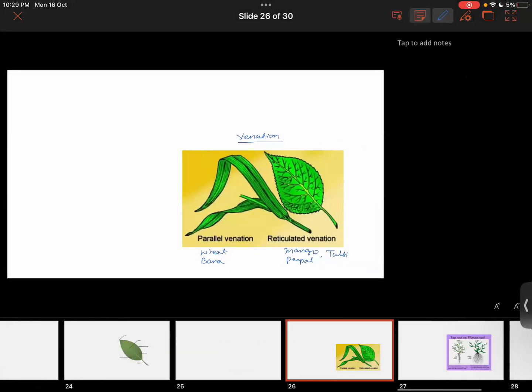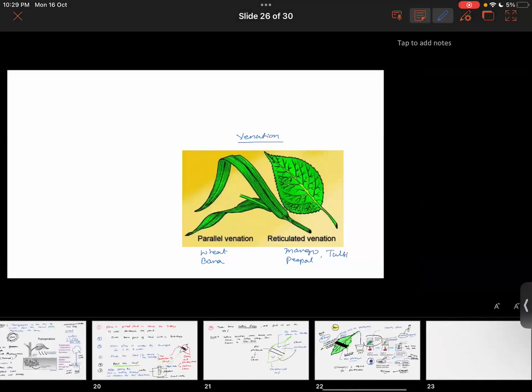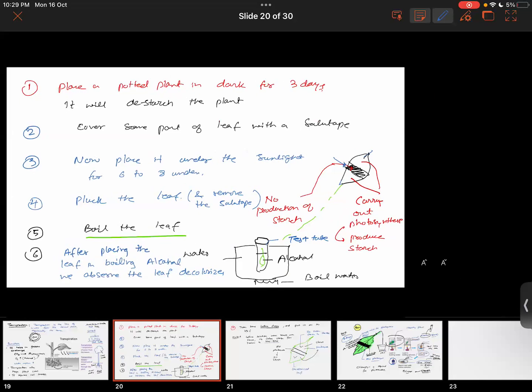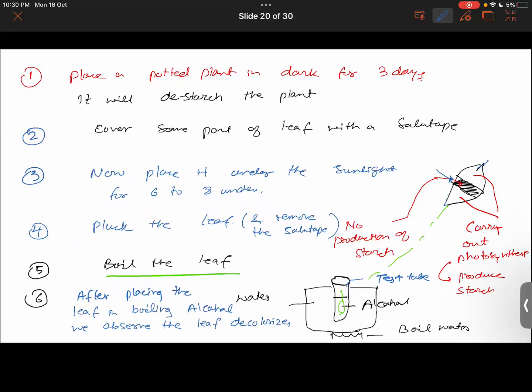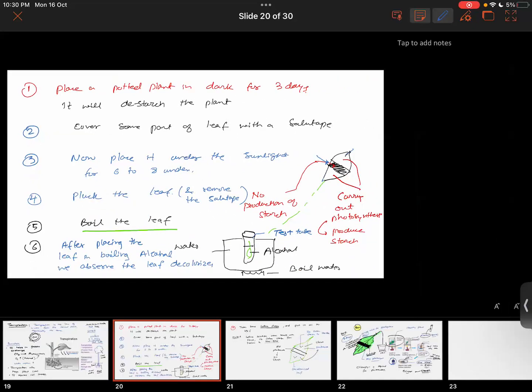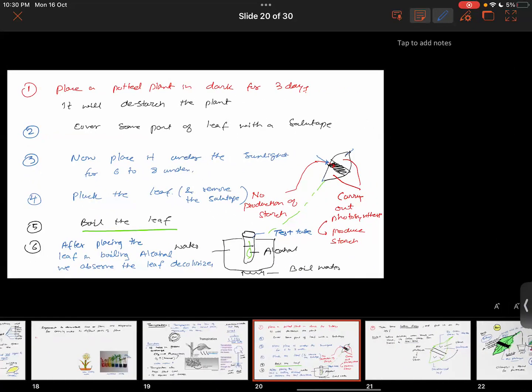Do one thing, quickly take the screenshots. Okay, so start from over here. Take the screenshot. Done. Then you take the screenshot of this page.